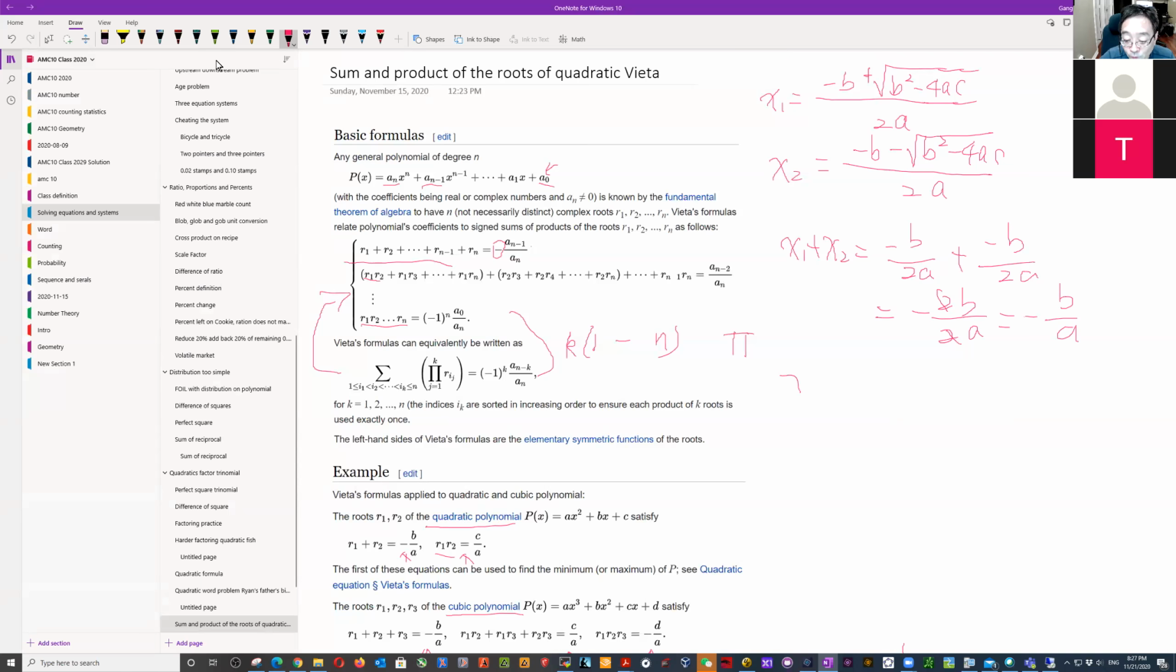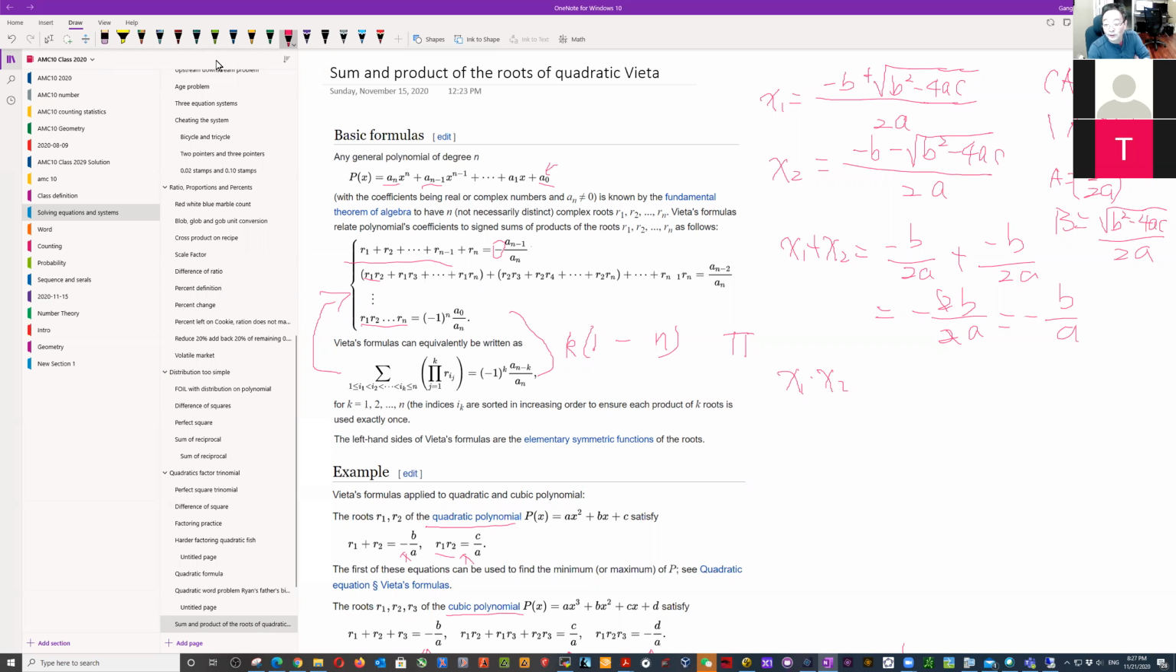Then we take x1 multiplied by x2. Notice that it is actually in the form of a plus b multiplied by a minus b. In this case, a equals negative b over 2a, and b equals the square root of b squared minus 4ac over 2a.